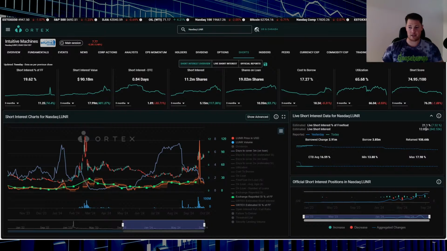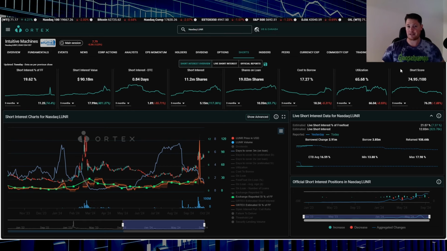So right now, like I said, 842,000 shares are being increased. 21.1% of the free float is being shorted, which works out to be 12.05 million shares. Cost to borrow average is 16.59, utilization 65.68, and then the short score, where the higher the number, the higher the likelihood of a squeeze happening, is sitting at 74.95. So all in all, I think we would have anticipated shorts to increase their position given the amount of fear in the broader market.